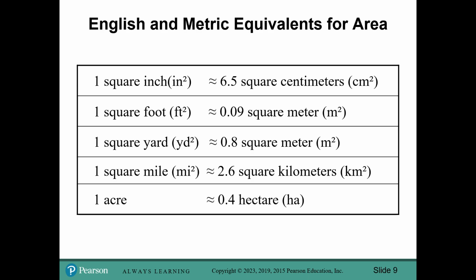All right, and of course, even with area, we can still look at the unit conversions for English and metric equivalents. So 1 square inch is going to be the same thing as 6.5 square centimeters. 1 square foot is going to be the same as 0.09 square meters. 1 square yard is going to be 0.8 square meters. 1 square mile is going to be 2.6 square kilometers. And 1 acre is approximately the same thing as 0.4 hectare.